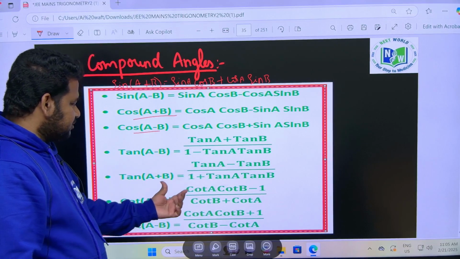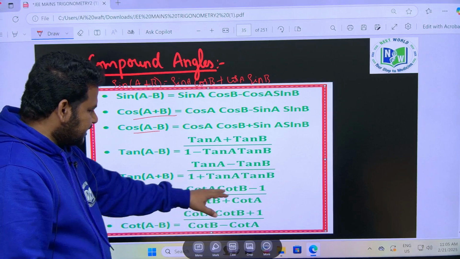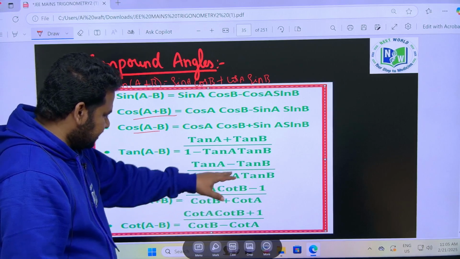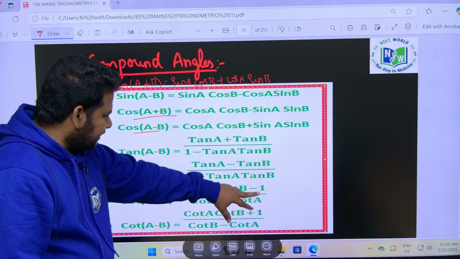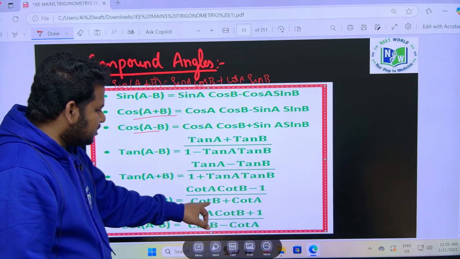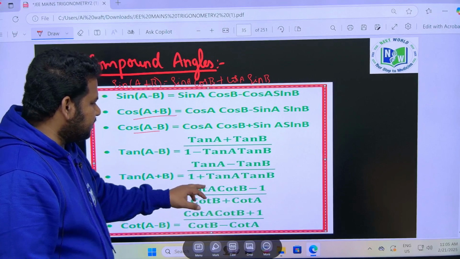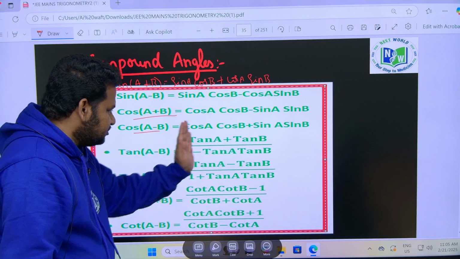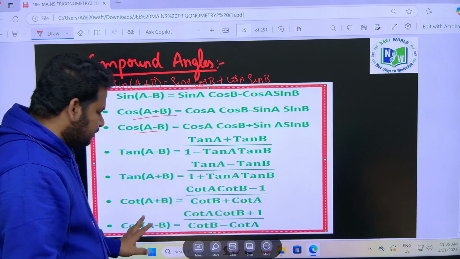Cot of a plus b, here you should be careful. In tan we have 1 minus tan a tan b, so here it is cot a cot b minus 1. Then in tan we have tan a plus tan b, so here it is cot b plus cot a. If this is coming this side, it will also come this side. Cot b plus cot a. You have to remember it like this.